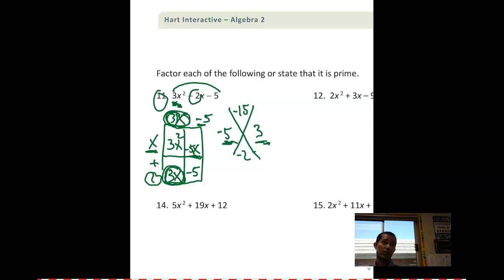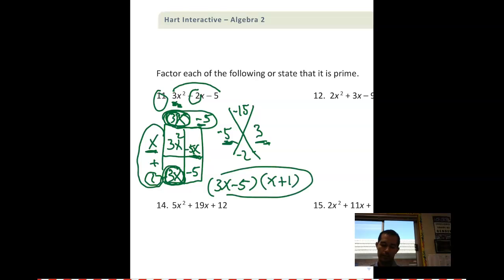So at this point, I can just write down my answer, and my answer would be what's on the top. That's a 3x minus 5 times what's left over, which is right here, and that would be x plus 1. And that would be the final answer. And if you wanted to check it, you can always double distribute here. If you were to distribute this, you'd get 3x squared plus 3x minus 5x, which would give you the -2x here, and then the -5, okay?